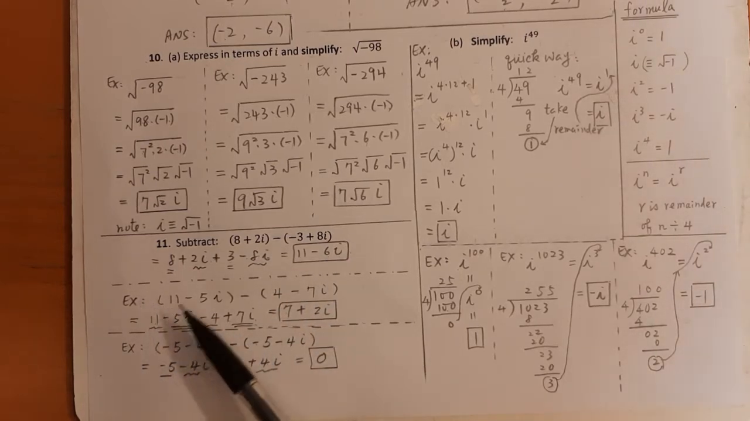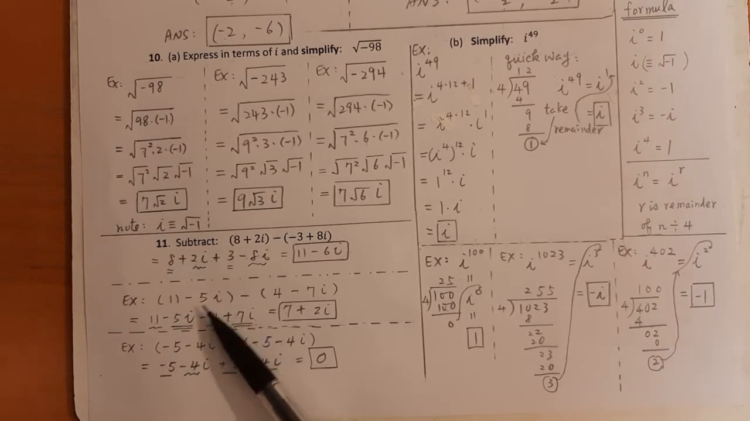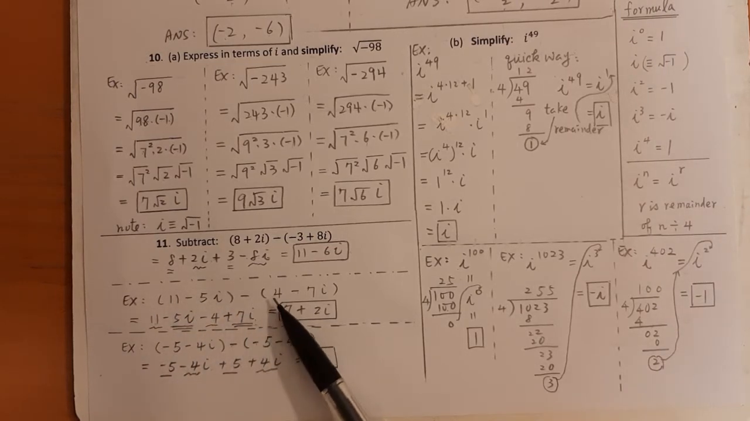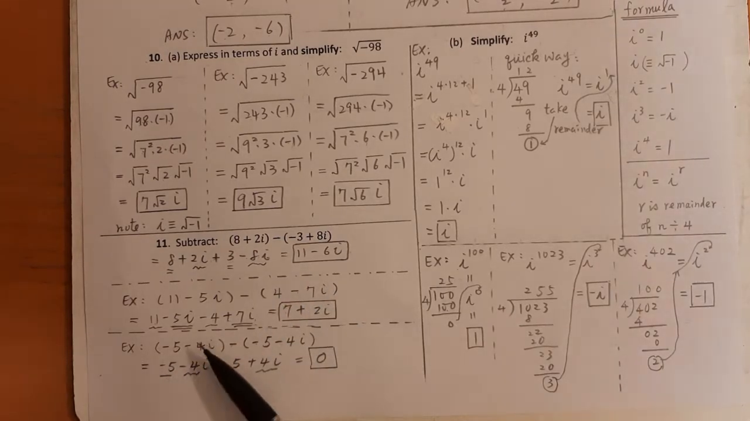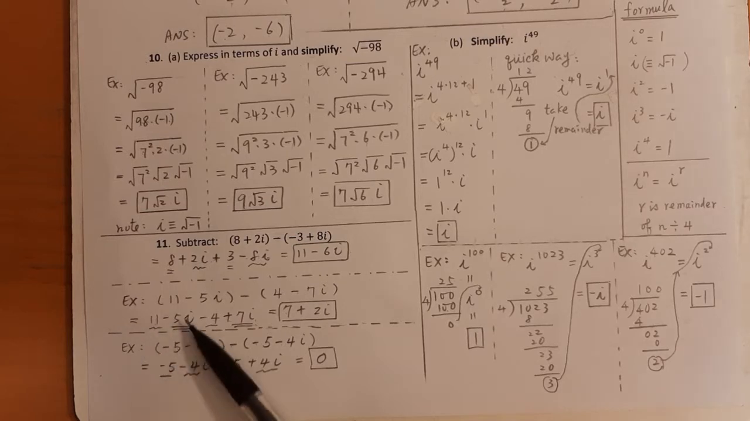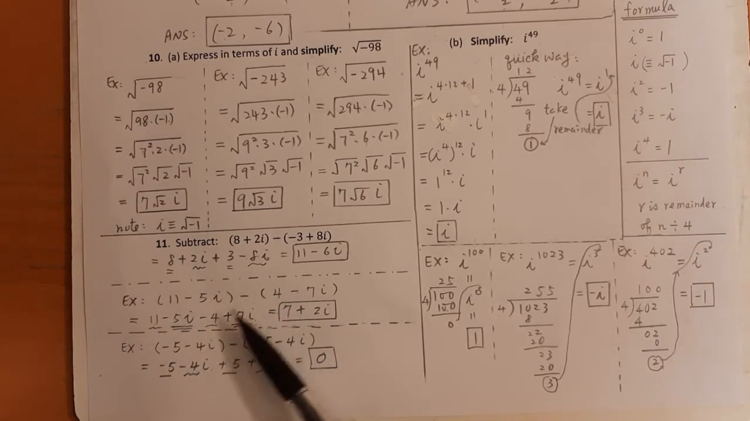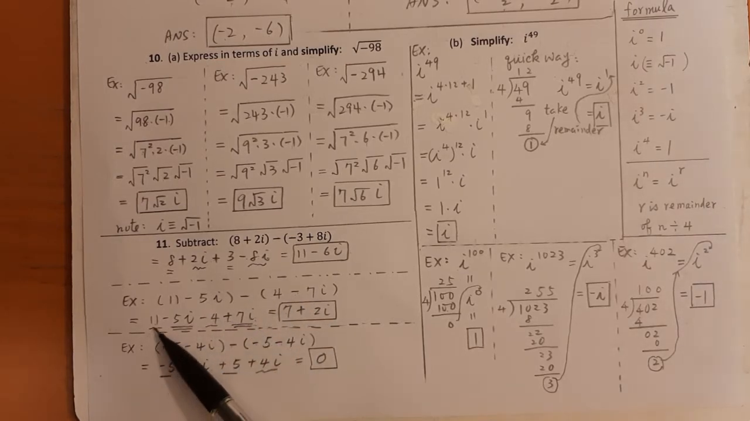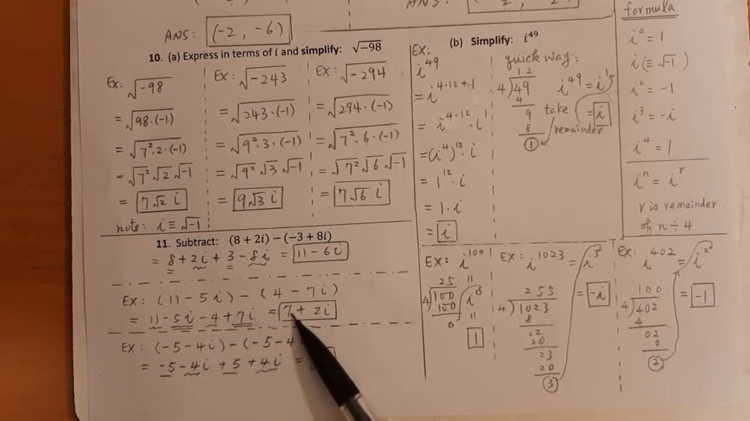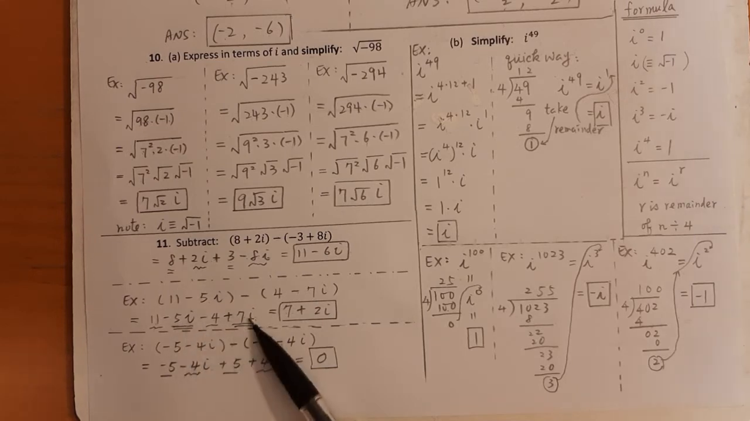Next example, 11 minus 5i is a complex number, minus 4 minus 7i, a complex number. Remove the parentheses, 11 minus 5i, don't change the sign, minus 4, minus changes to plus, negative times negative becomes positive 7i. Combine like terms, real numbers add together, 11 minus 4 gets 7. Imaginary parts add together, negative 5 add 7i is positive 2i.